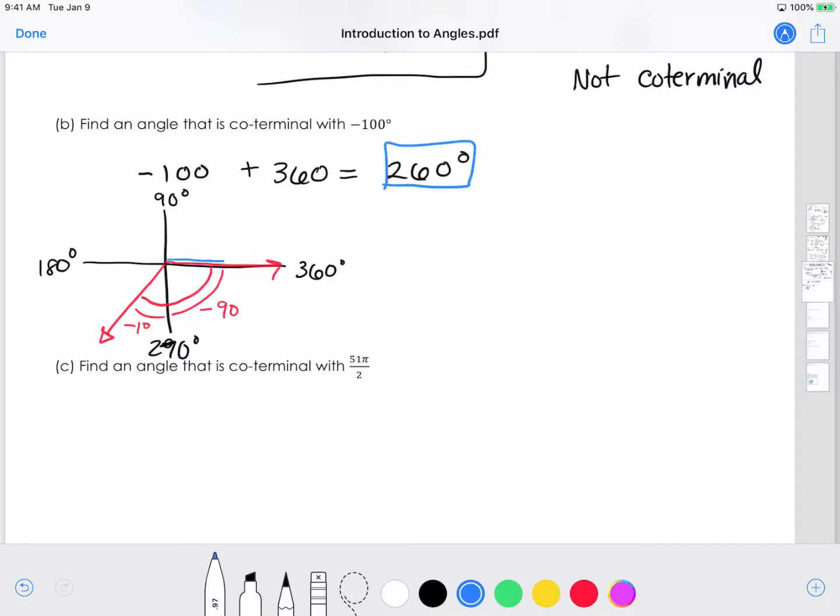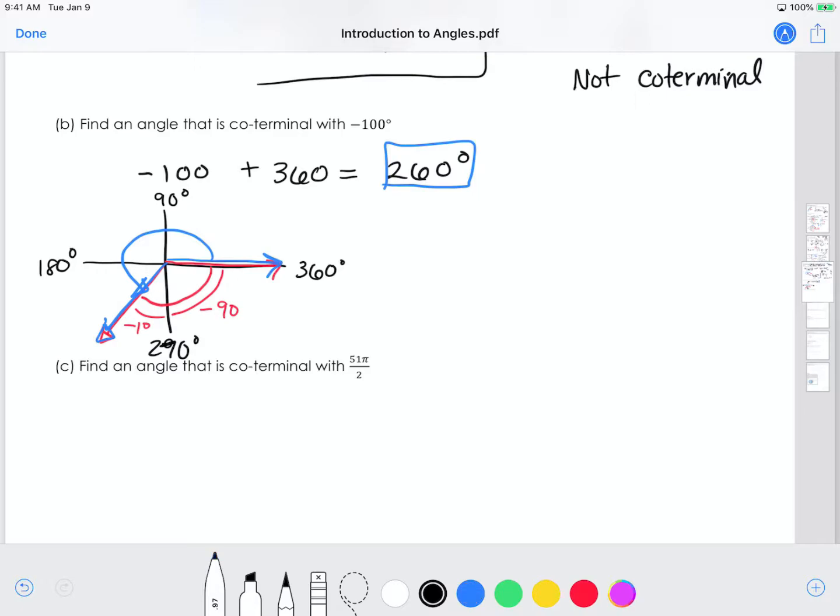Now, if I open up positive 260, which is what I'm claiming is our coterminal angle, if I start on the positive x-axis and I open up 260 degrees, that's going to be 10 degrees short of 270. So that's going to be right here. So you can always draw and check to make sure that we did it right.